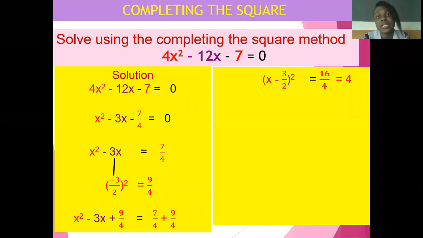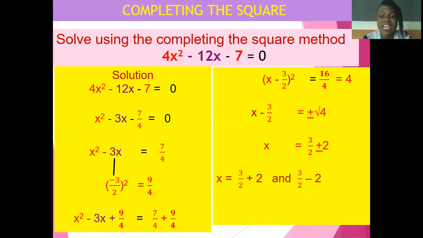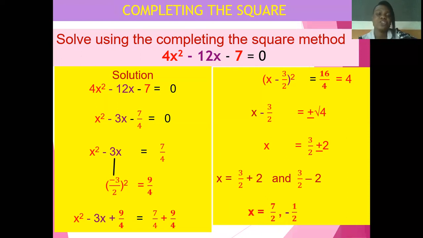Now that is equal to 16 over 4, which is equal to 4. So from here, what you need to do now is find the square root of both sides, like we said. So we have x minus 3 over 2 equals plus or minus square root of 4. That becomes x equals 3 over 2 plus or minus 2. Then we can split. So we have x equals 3 over 2 plus 2 and x equals 3 over 2 minus 2. So 3 over 2 plus 2 will give us 7 over 2, and 3 over 2 minus 2 will give us minus 1 over 2.